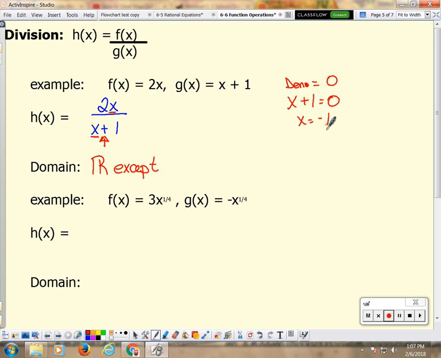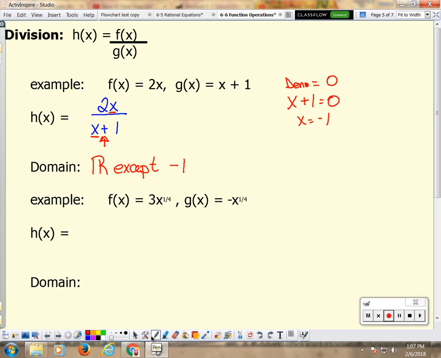So the exception to the rule here for my domain, it's all real numbers except negative 1. Because if I plug a negative 1 in here, so 2 times negative 1 over negative 1 plus 1, I end up with 0 in the denominator. And you have learned a long time ago that you cannot divide by 0. So it's all real numbers except that negative 1.